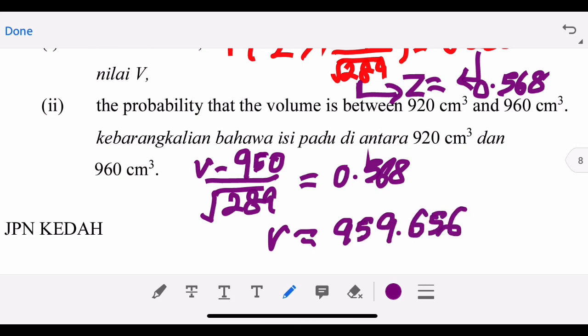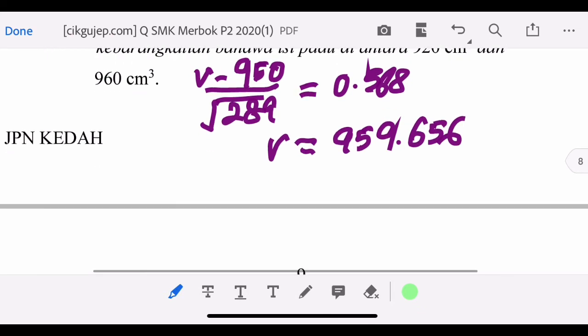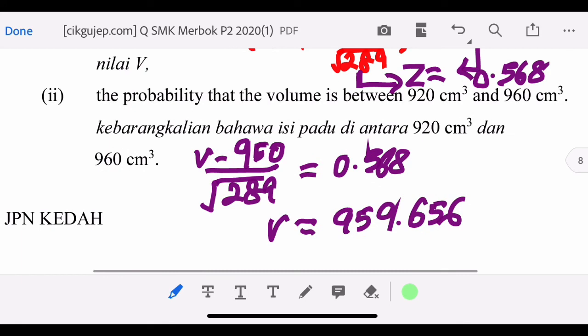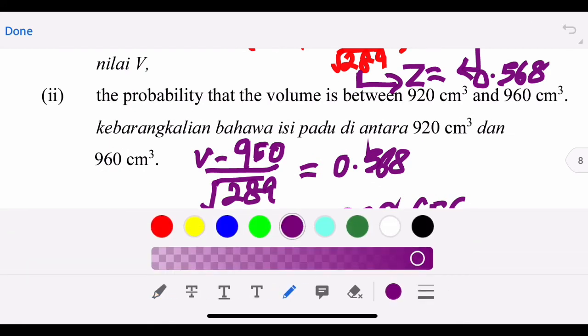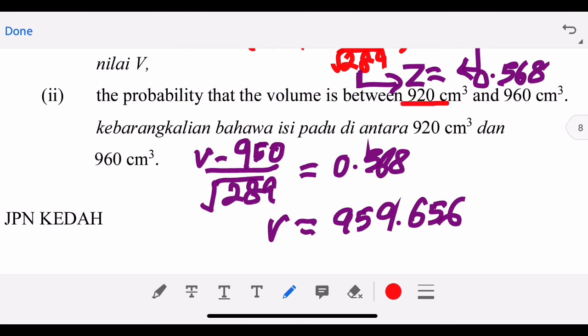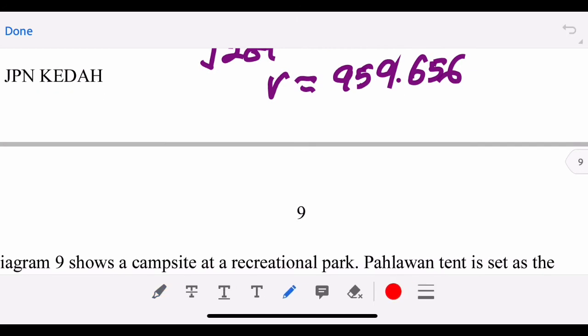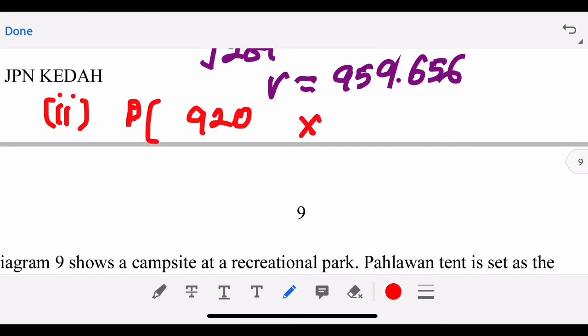So you solve the answer, you get the v, which is 989.656. It's okay if you give me the answer 989.66, no problem. But we prefer 2 decimal places, alright? Okay, now the last part is quite easy. So I encourage you all to do this question because it's actually like a very robotic question, right? Just follow the way to do. So it's not hard actually.